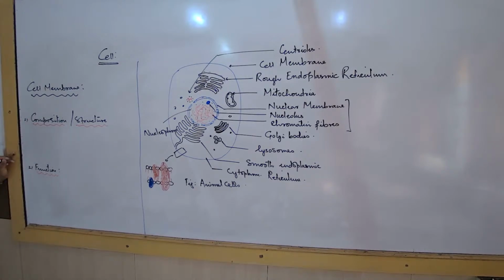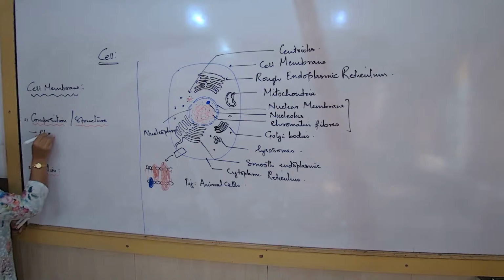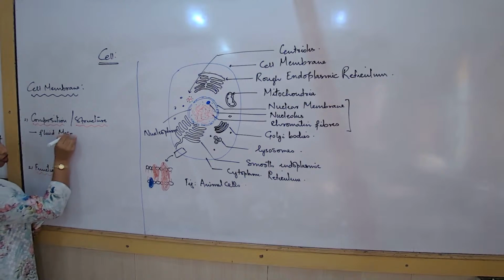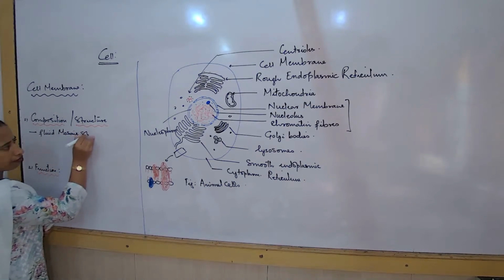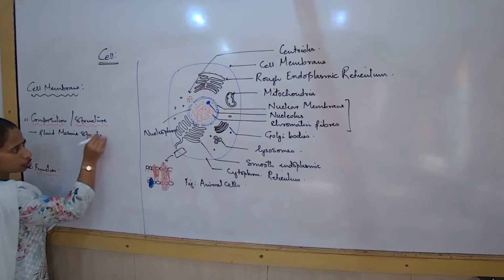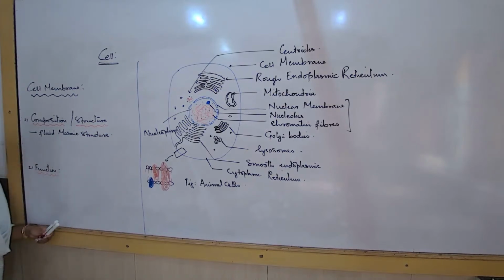Now, what is the composition that we are going to write? What about the structure we are going to write? The plasma membrane has a fluid mosaic structure. What is the meaning of the fluid mosaic structure? When we talk about the fluid mosaic structure, what does that mean?